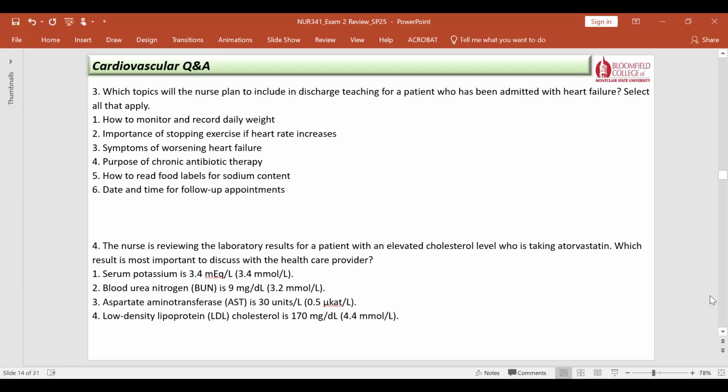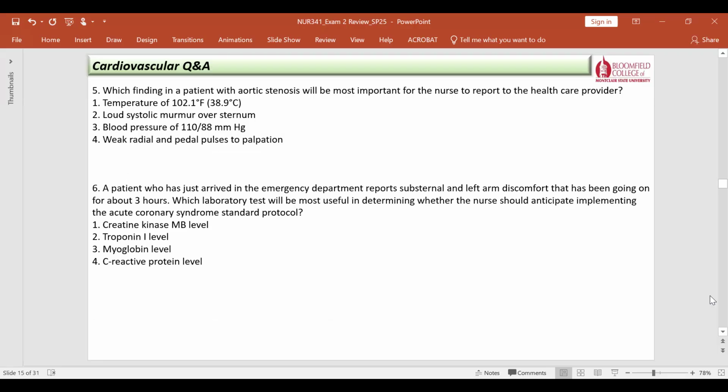The nurse is reviewing the laboratory results for a patient with an elevated cholesterol level who is taking atorvastatin. Which result is most important to discuss with the healthcare provider? So is it the LDL? The LDL 170, right? Yeah. And I think we went over this in class, right? One of the questions we discussed in class was this one, I believe. Yeah, the patient's LDL continues to be elevated and indicates a need for further assessment. Right. So let's do number 5.